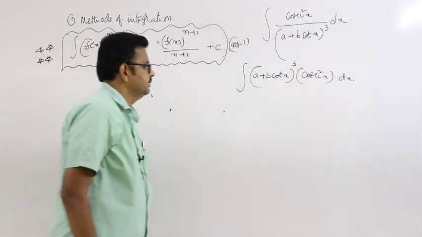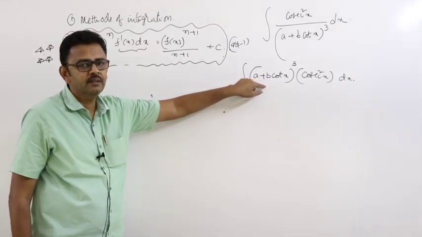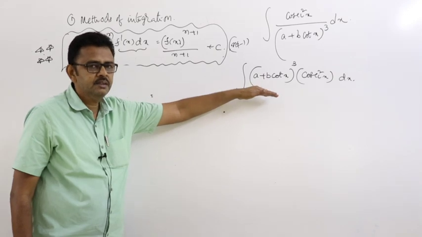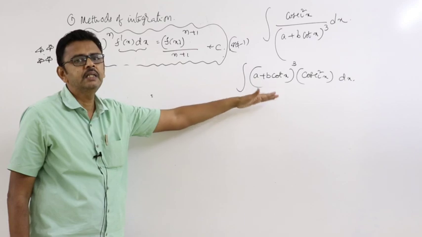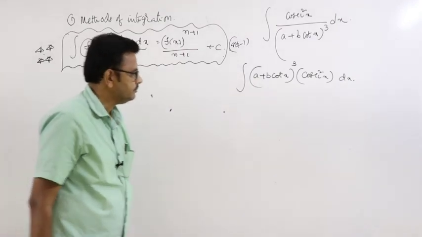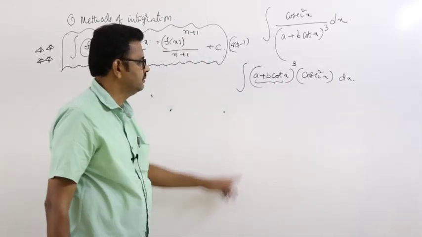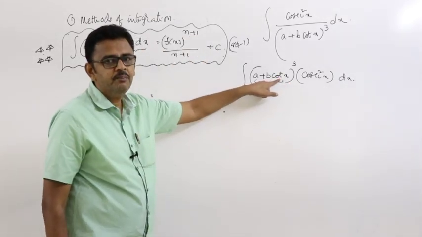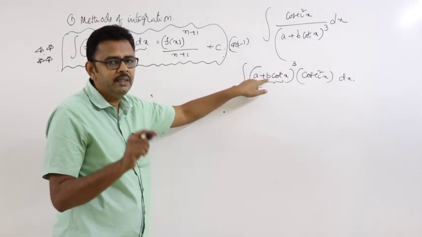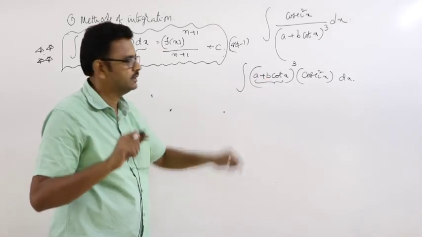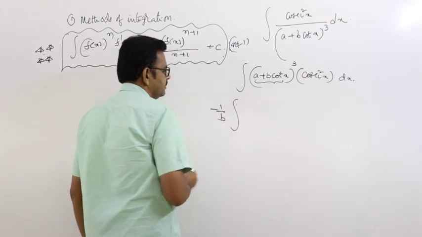Once again I repeat, differentiation is very, very important. Without differentiation, it is difficult. If differentiation is strong, the integration of the problem is very easy. Now, what is the derivative of this part? The derivative of a is 0. The derivative of cot x is minus cosecant square x into b. So the derivative of this is minus b cosecant square x. So I am multiplying and dividing by minus 1 by b.